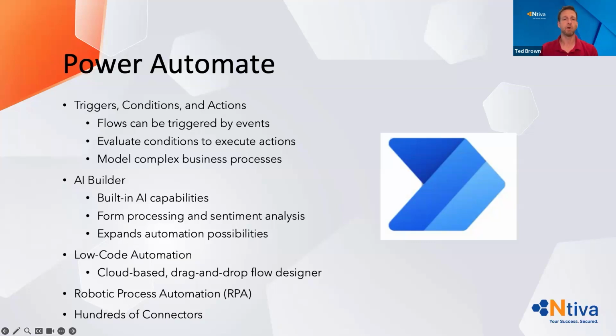Also, Power Automate has what's called triggers, conditions, and actions. Flows can be triggered by events. Example, when an email arrives, then evaluate a condition, if an invoice is greater than $5,000, and then finally execute an action, then post a Teams alert. This logic-driven approach can model complex business processes.